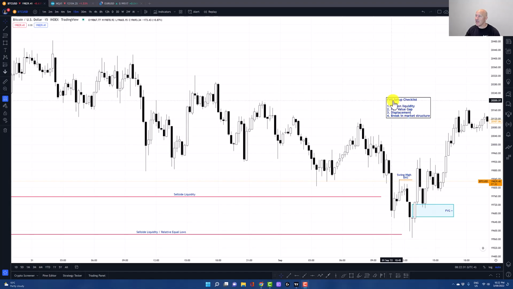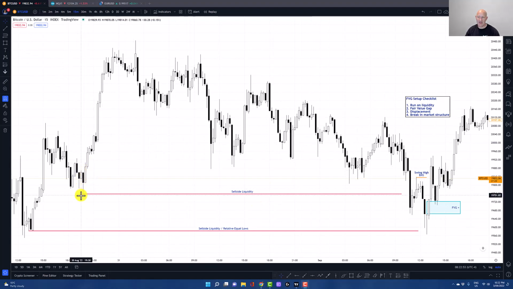So our fair value gap setup checklist is: first, we're looking for a run on liquidity. Second, we're looking for a fair value gap. Third, we're looking for a displacement. And fourth, we're looking for a break in market structure. So if we look at the price action on this chart, you can see the market trades down. We take out the sell side liquidity first here, so you can see that's this old low down here, and then we trade down a bit further and you can see we take out these old lows here.